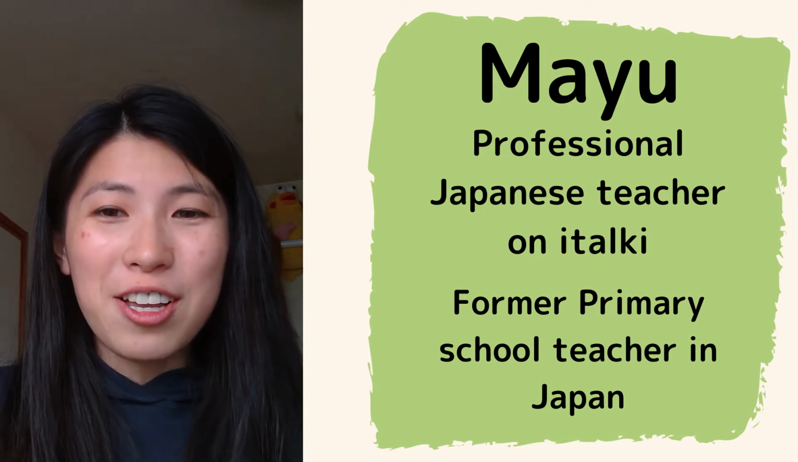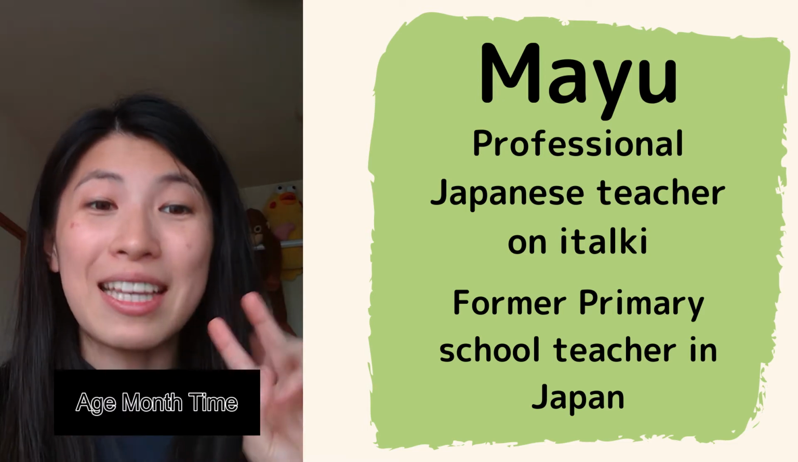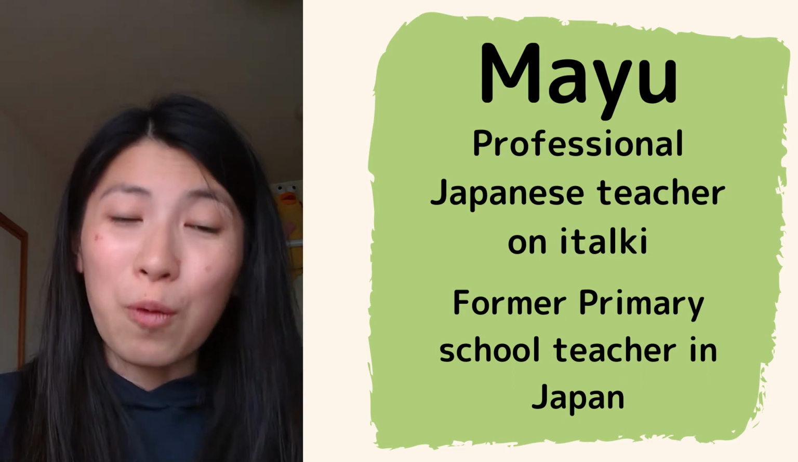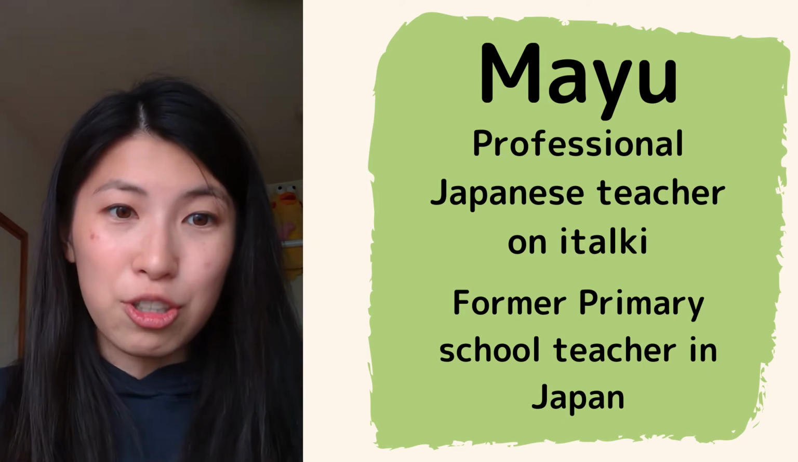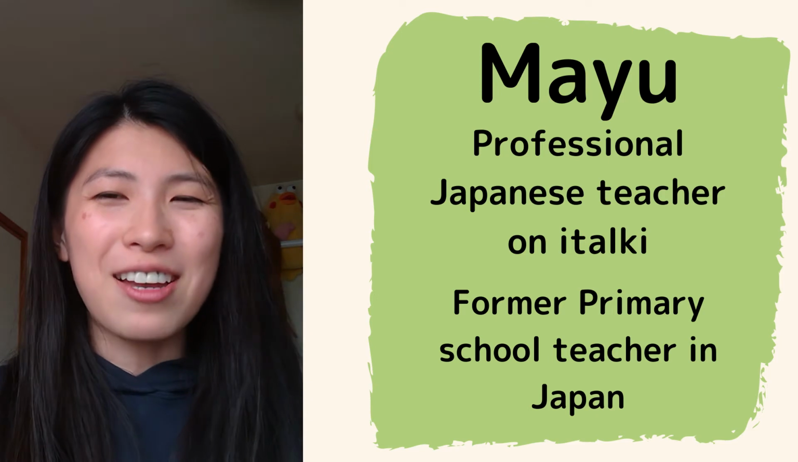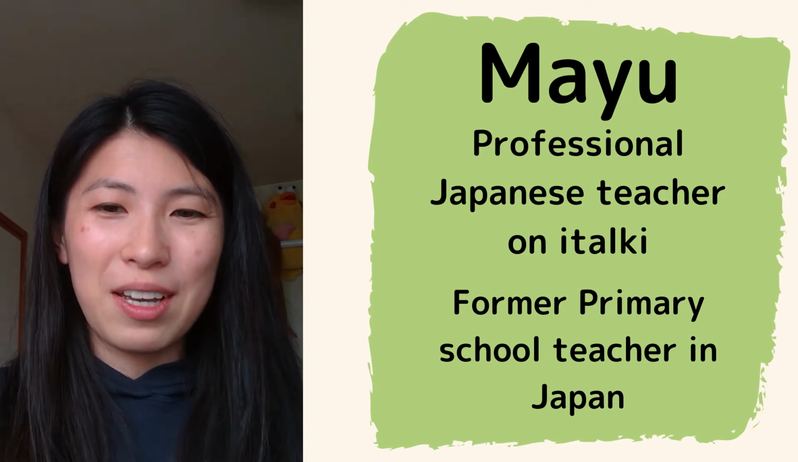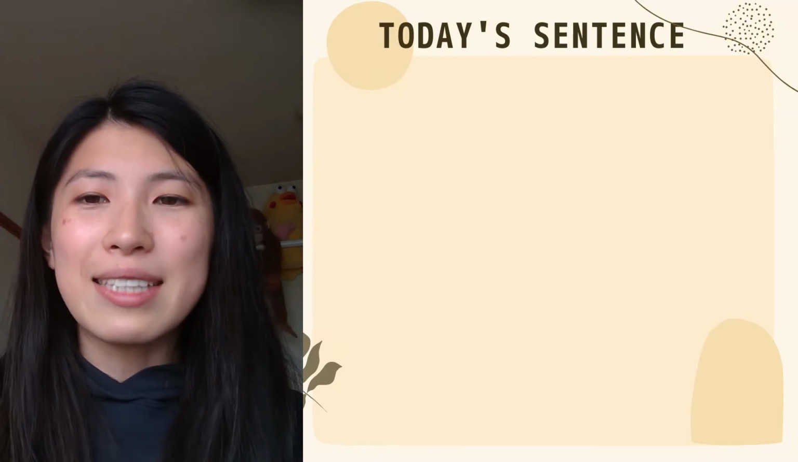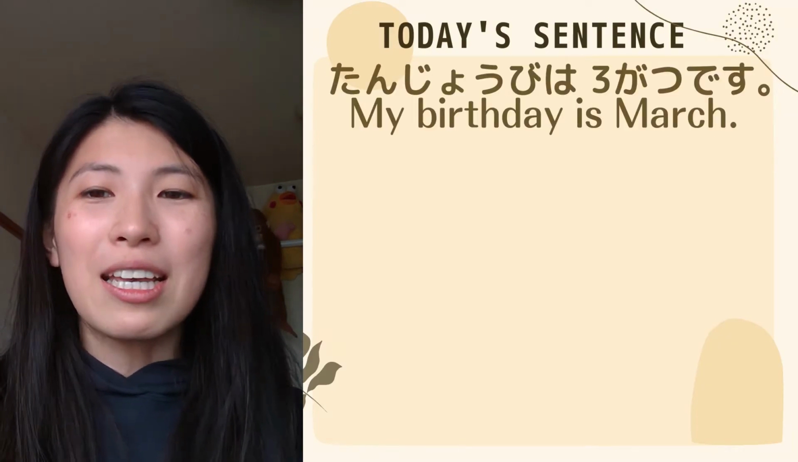Today, we're gonna learn how to describe age and months and time. I think it's good to know how to count from 1 to 99. If you're not sure, you can have a look at my beginner lesson 1 and 2 video. Let me explain what we're gonna learn today. Today's sentence is "My birthday is March."